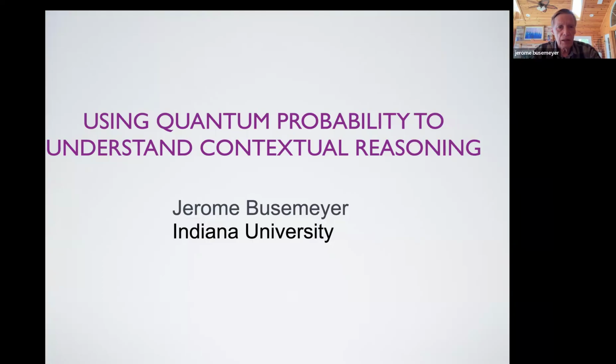Today I'm going to talk about using quantum probability to understand contextual reasoning. What I mean by contextual reasoning is that the way we reason about events depends upon the context of the questions that we're asking. The probabilities that we assign these events can be affected by the context of the questions we're asking about them. That poses problems for traditional probability theories like Bayesian probability theories, and quantum theory seems to be ideally suited for representing these kinds of contextual effects.